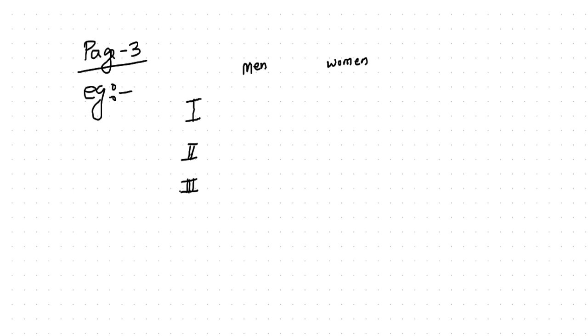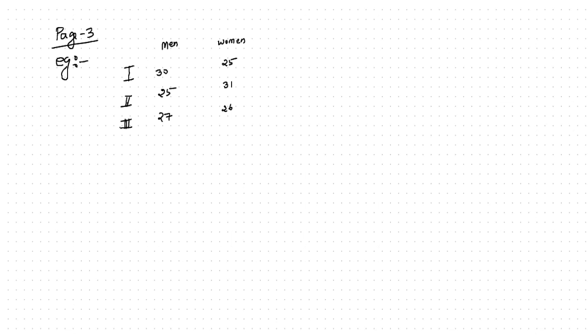Let me write the same for you. It is 30, 25, and 27. 27 men are working in factory number 3. Similarly, number of women is 25 in factory 1, 31 in factory 2, and 26 in factory 3. Now we have to write this data in the matrix form.